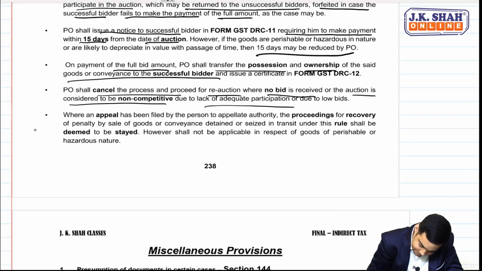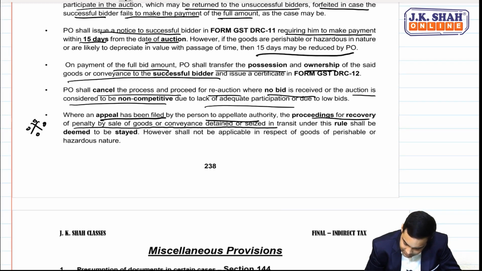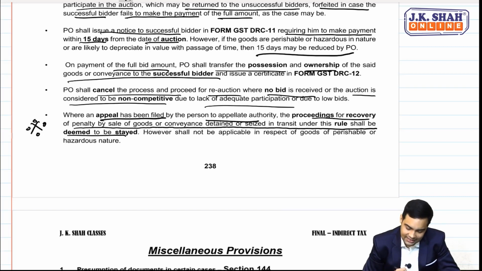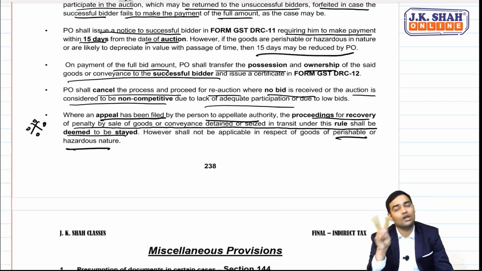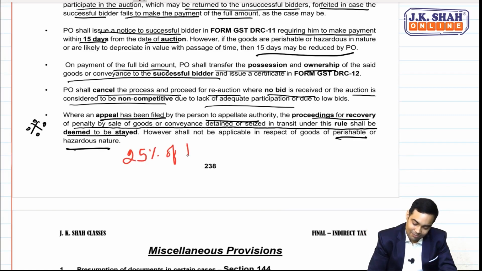Okay, important. Where an appeal has been filed to the appellate authority, the proceeding for recovery of penalty under this rule shall be deemed to have been stayed, but it will not apply to perishable or hazardous goods. Only these two are excluded in the last point, not those which depreciate in value. Be careful. Now, if you have filed an appeal, then those goods will not be sold. The proceedings will be stayed. My question to you is, for filing an appeal, are you required to make some pre-deposit? The answer is yes. Remember that point. First level appeal, 25% of the penalty payable, you have to deposit as a pre-deposit at the first level.